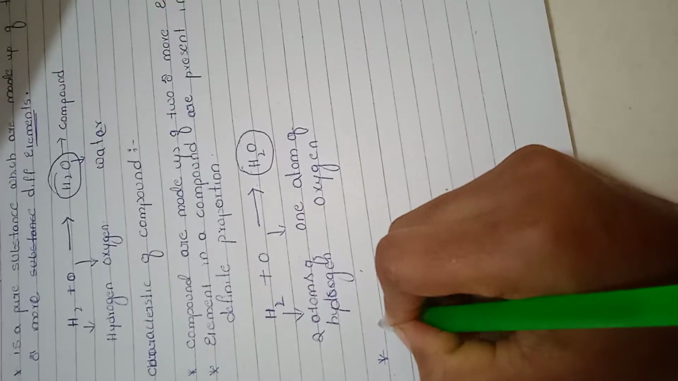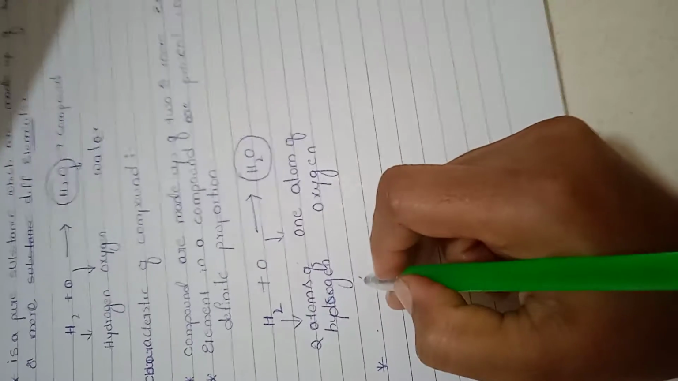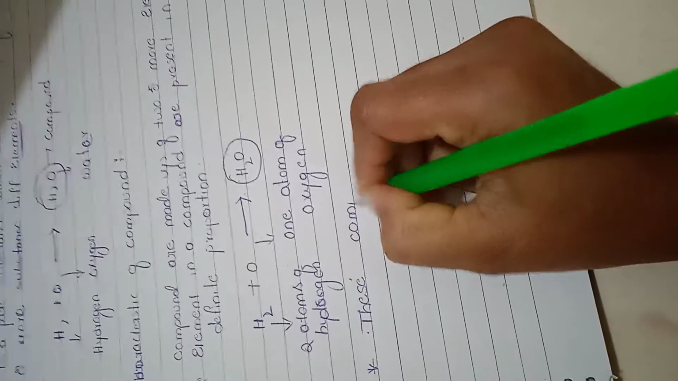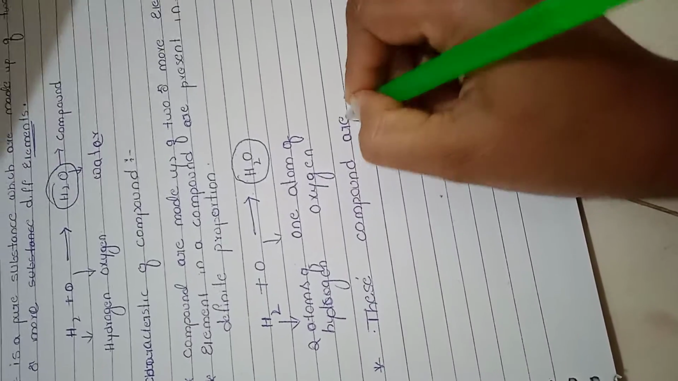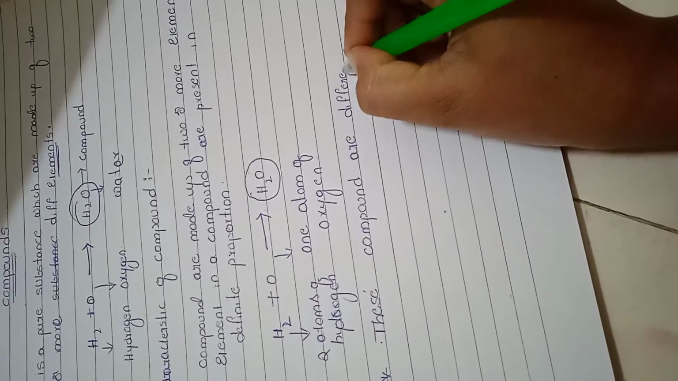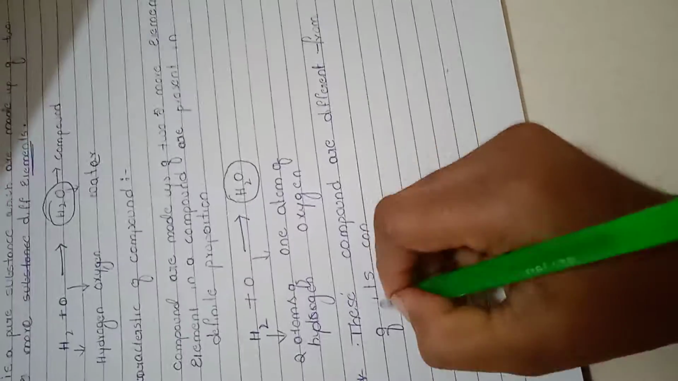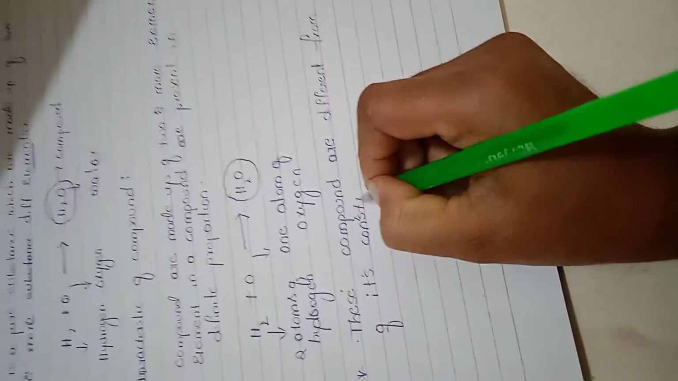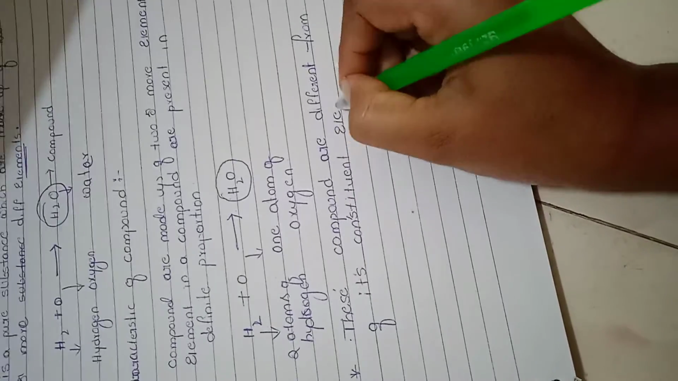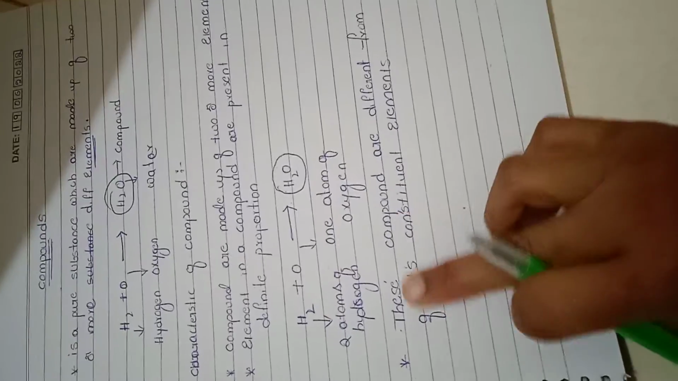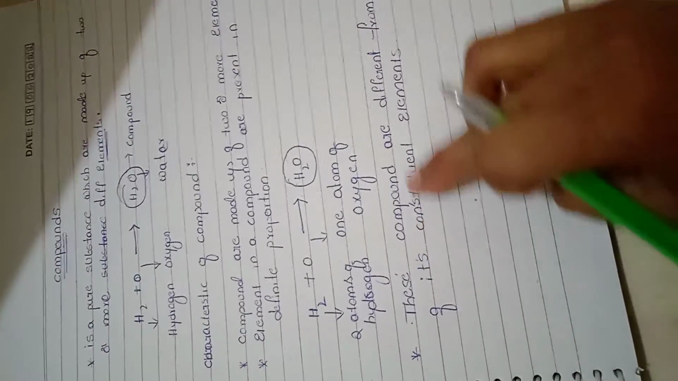And the next property of a compound is that the properties of a compound are different from those of its constituent elements.